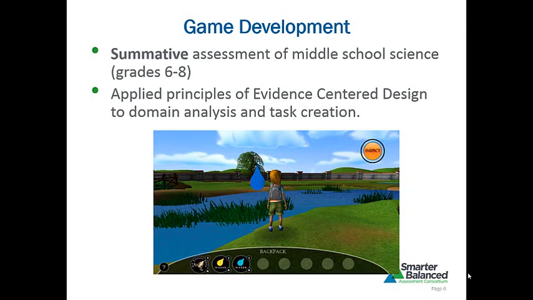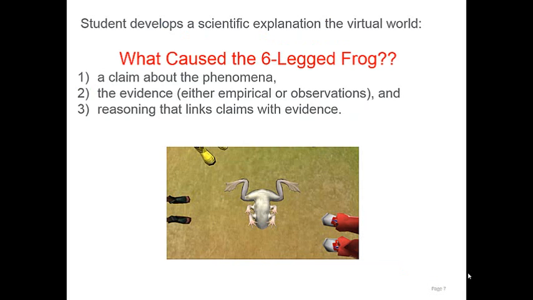It was intended as a summative assessment of middle school science, and it uses applied evidence-centered design, as it was designed under that as an assessment in addition to being a game. The student's supposed to find out what caused the six-legged frog mutation. So what's going on? Why is there a frog showing up with six legs?